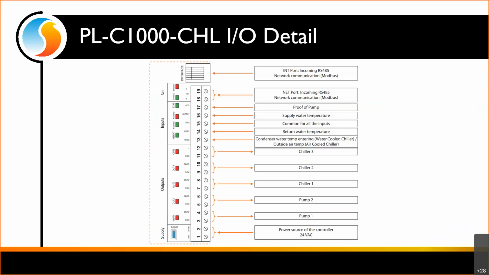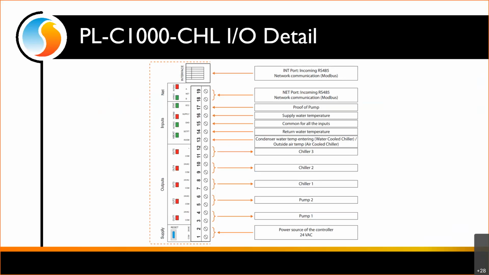Common for all the inputs. And then the supply water leaving temperature. There's our common pump proof, just like we had on the C1000 boiler. Okay, again, your choice of network connections. We can pick it up on either one of those, so whichever you choose to use.